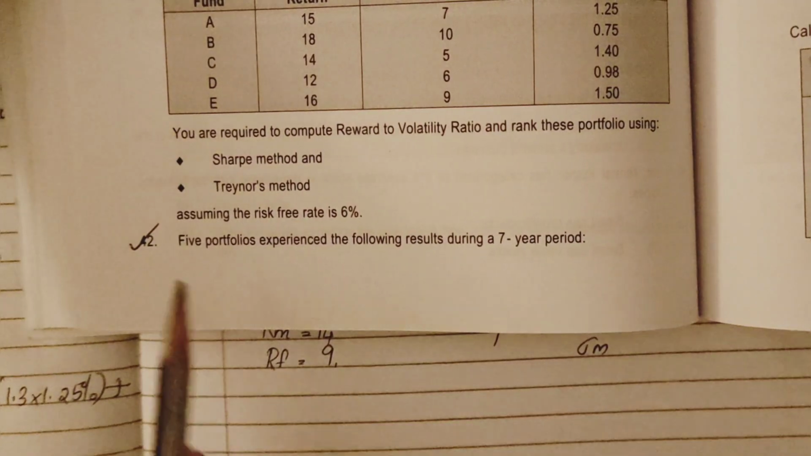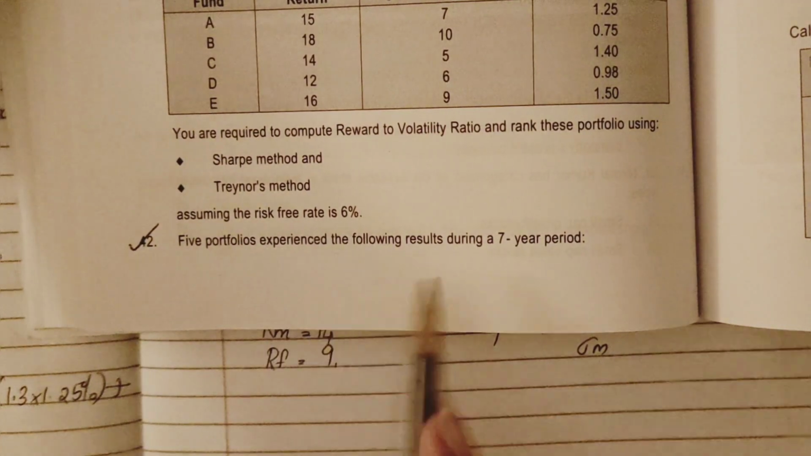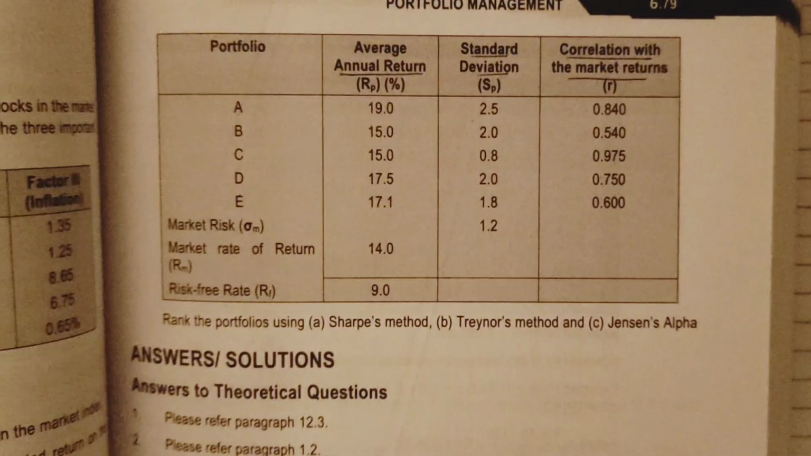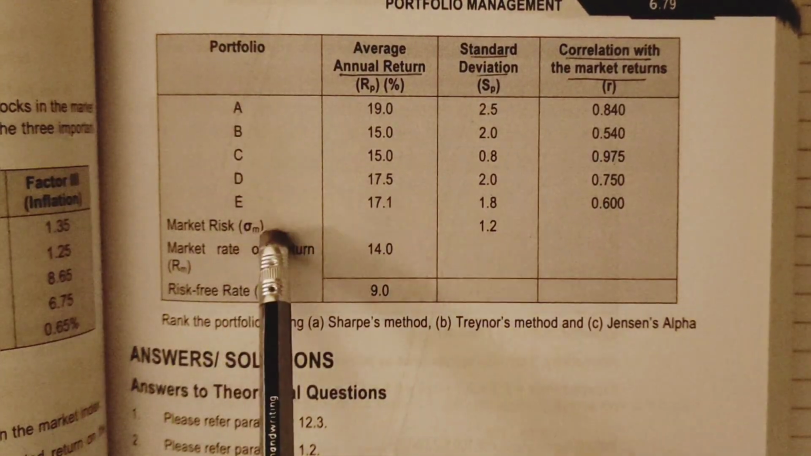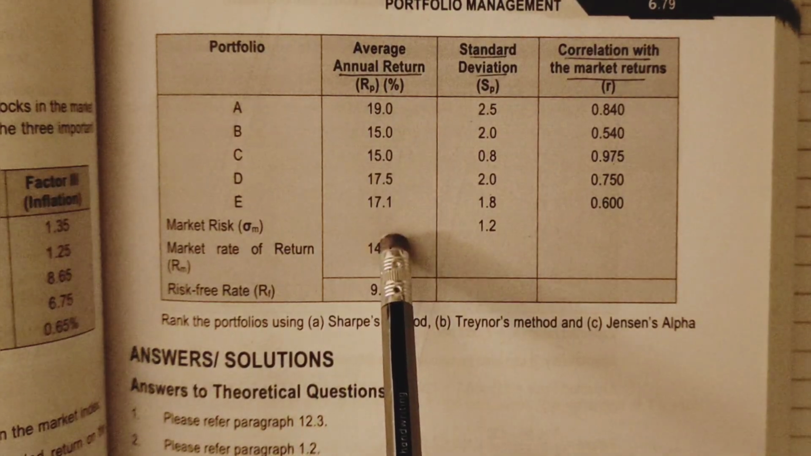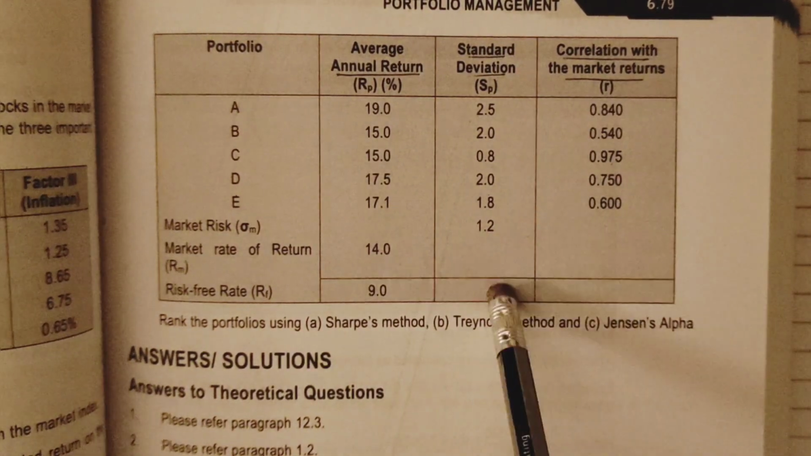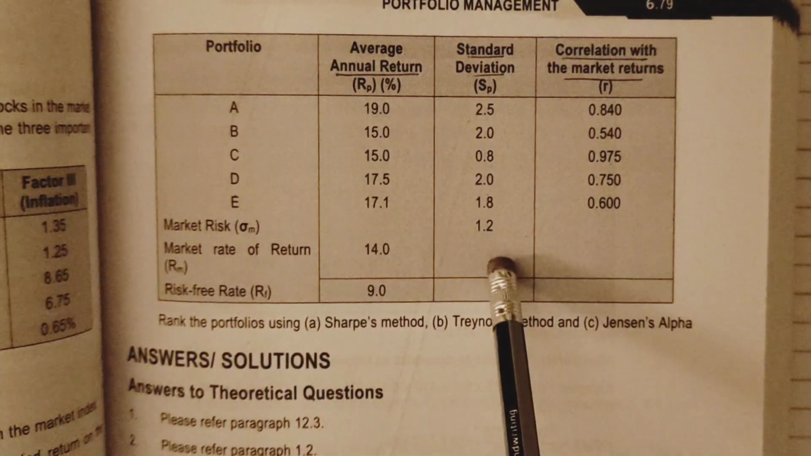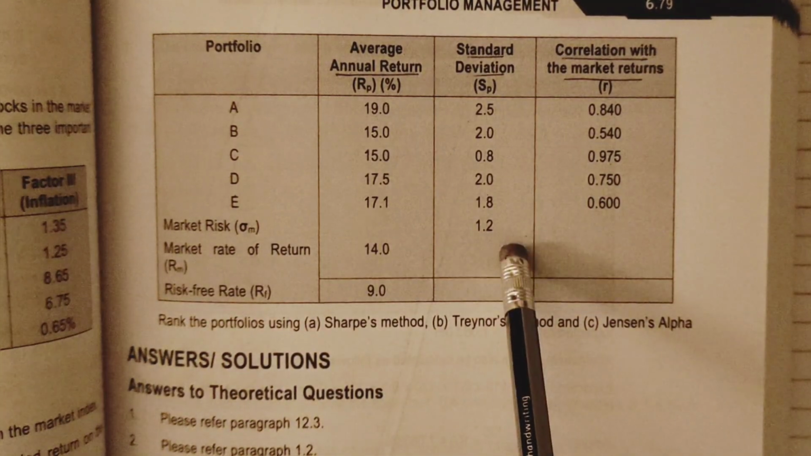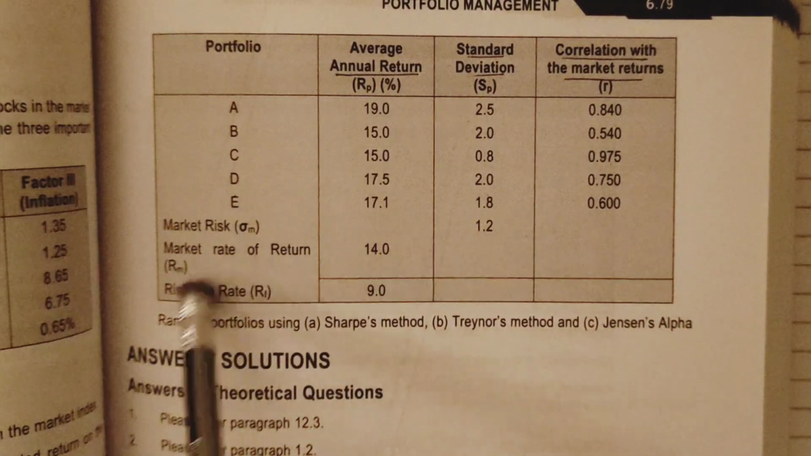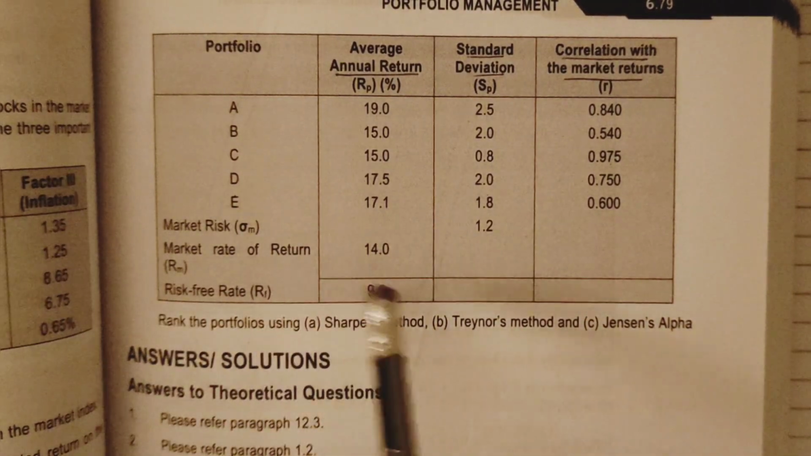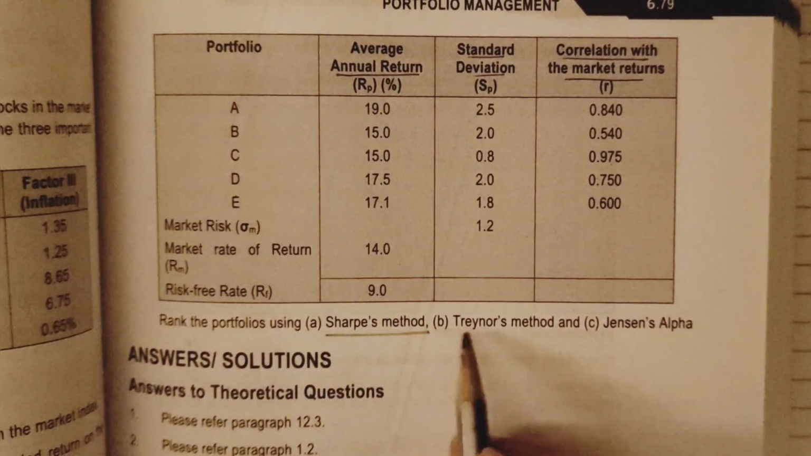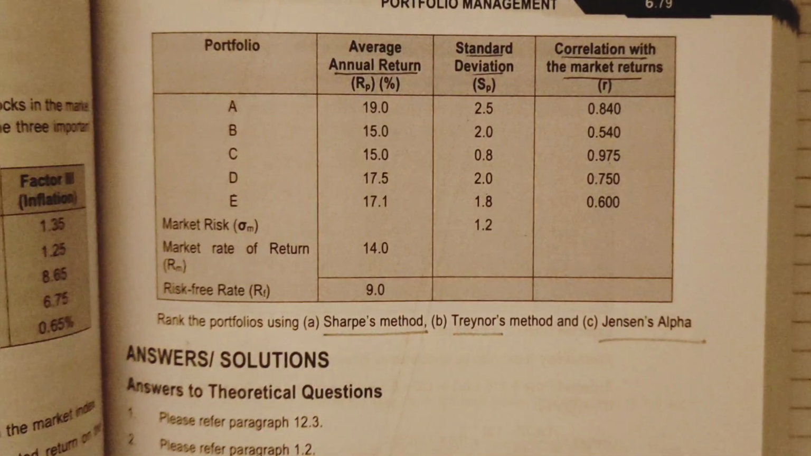So now let's look at question number 42. 5 portfolios experienced the following results during a 7-year period. So portfolio എന്നിട്ടുണ്ട് A, B, C, D, E, then average annual return of portfolio, then standard deviation and correlation തന്നിട്ടുണ്ട്. Then market risk is 1.2, അതായത് standard deviation of market is 1.2, return from market is 14, and RF, the risk-free rate, is 9. Rank the portfolio using Sharpe's, Treynor's and Jensen's alpha method.